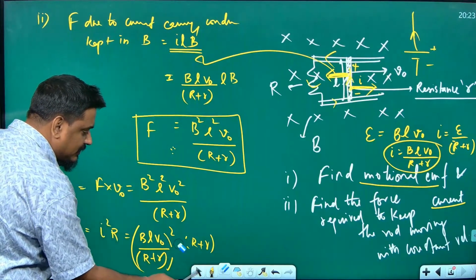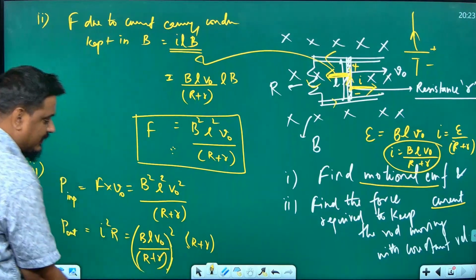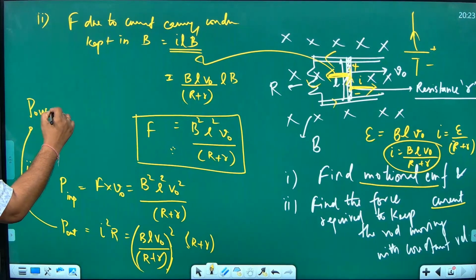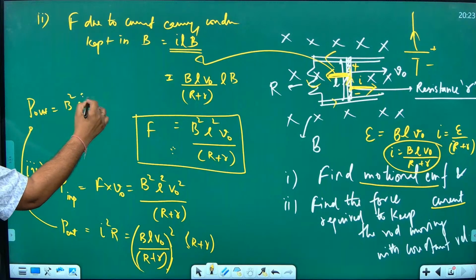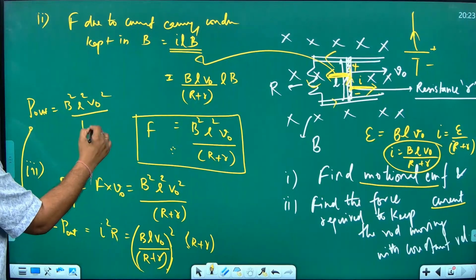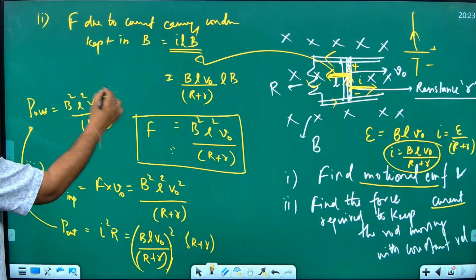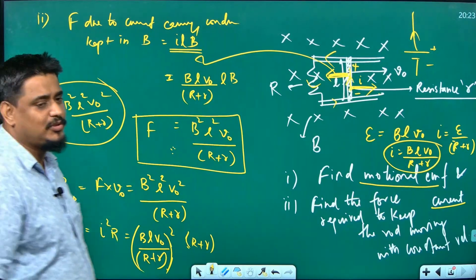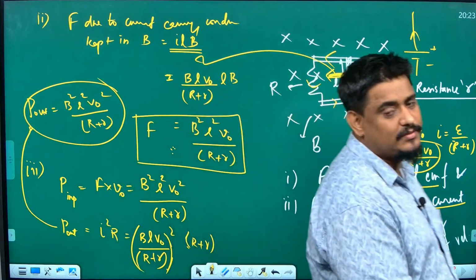Isn't it? What are you going to get? You are going to get the same thing, which is power output will also become equal to B square L square V naught square by R plus R. Obviously, it will be the same. Input power is equal to output power.